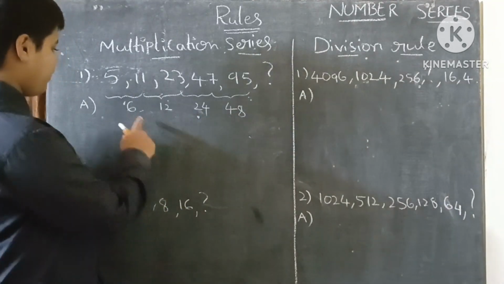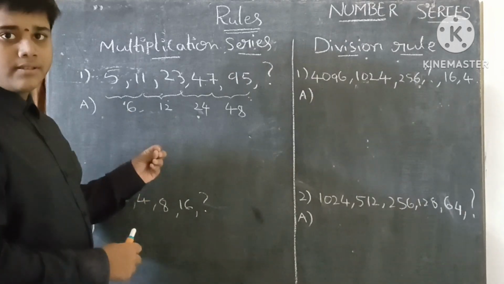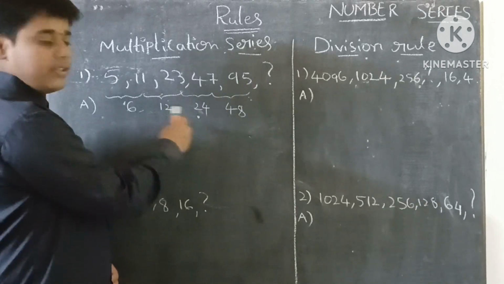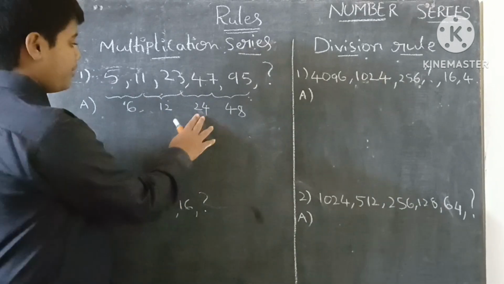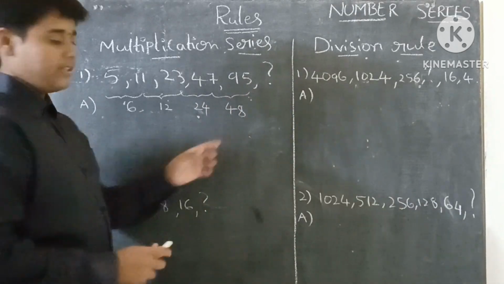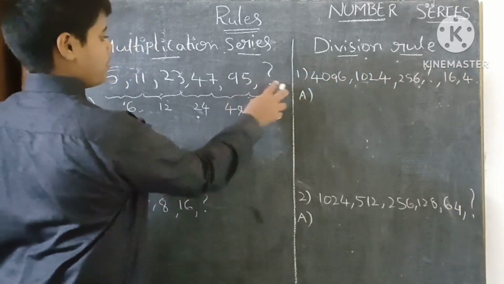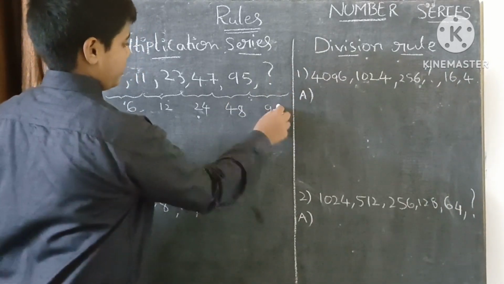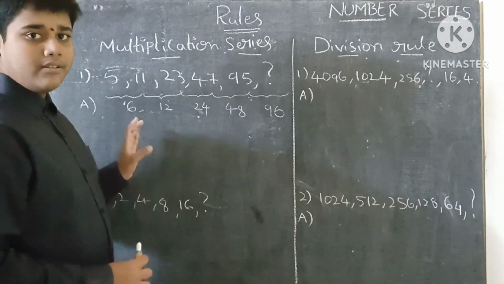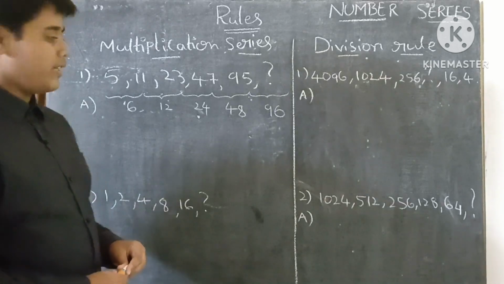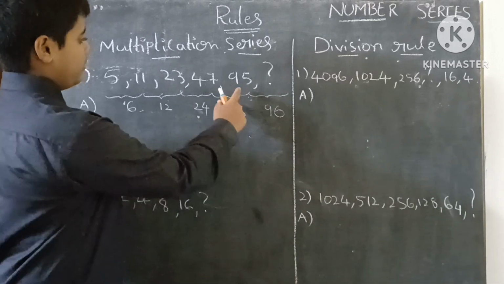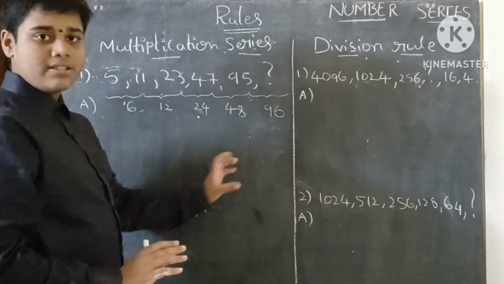The pattern is that we double the 6. If we double the 6, it becomes 12. If we double the 12, it becomes 24. If we double the 24, it becomes 48. And if we double the 48, it becomes 96. Like this the pattern continues. So the difference between this number and the unknown number is 96.